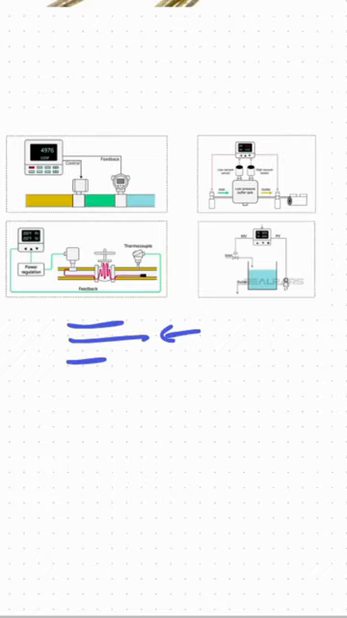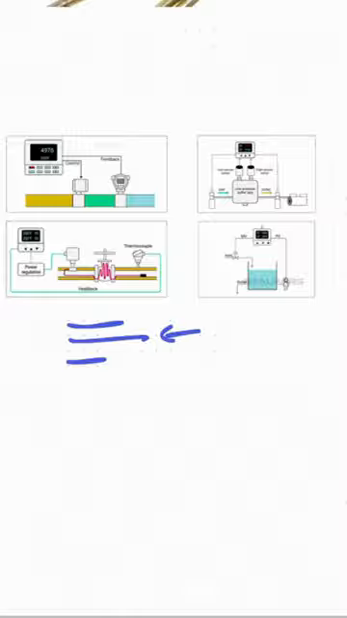But it can still be used for smaller systems, as these PID controllers are simple to design and effective in that case.